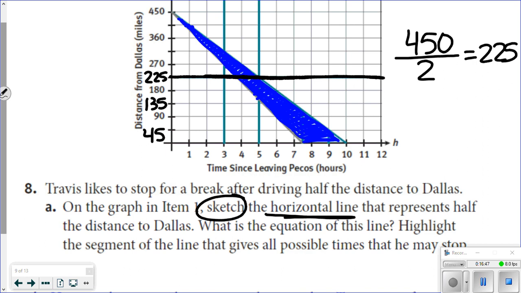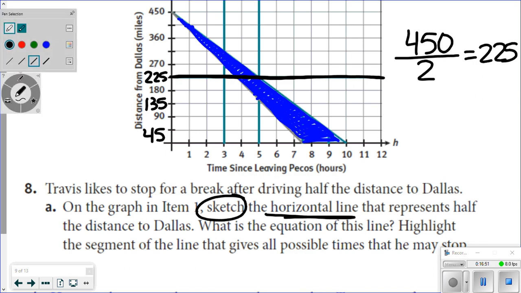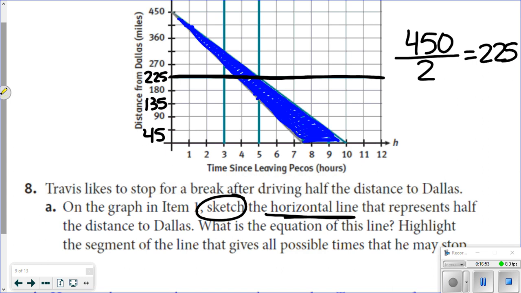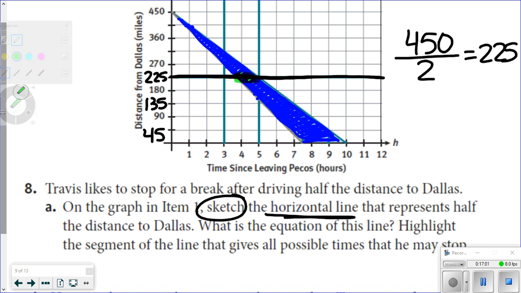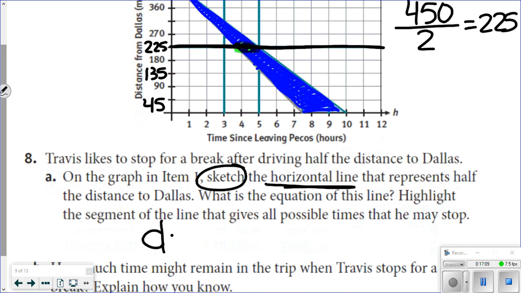So go back to your graph. Highlight the segment of that line, so from here to here. Ooh, it's not going to show up. You get the point where they overlap. What is the equation of this line? So it's d for distance equals 225.